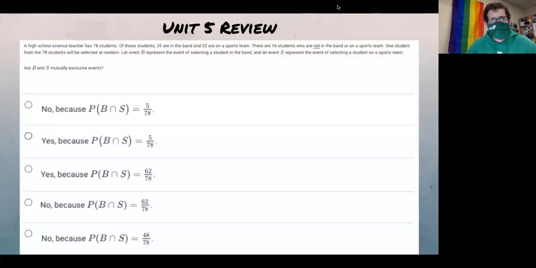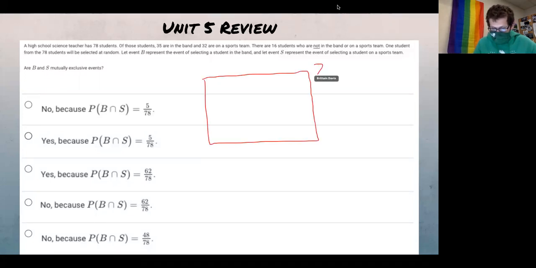With this kind of problem, I think the best way of approaching it is by drawing a diagram. We can do a two-way table, but I want to show you with the Venn diagram how it makes sense to me. There are 78 people in the total population here, the high school students. We know that some students are in the band, and some are on the sports team. Is there any overlap between those? Is there anyone who's on the sports team and in the band? We don't know that right off the bat. We need to find out.